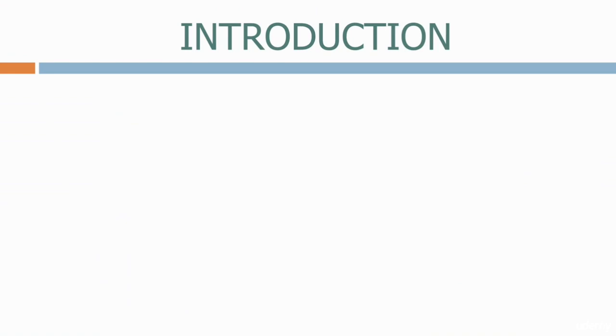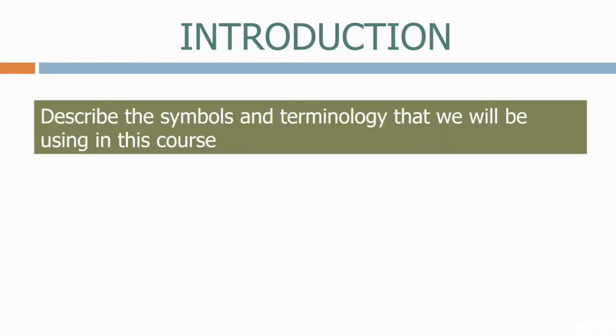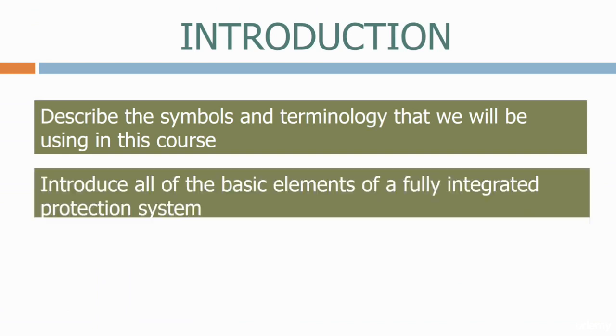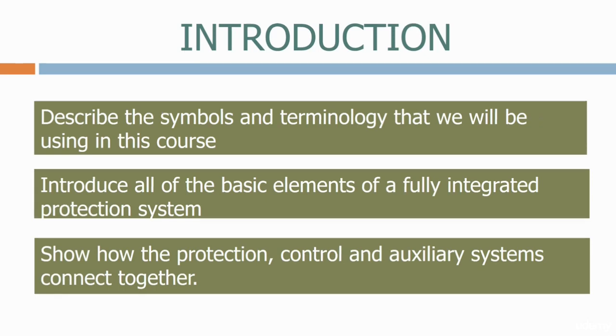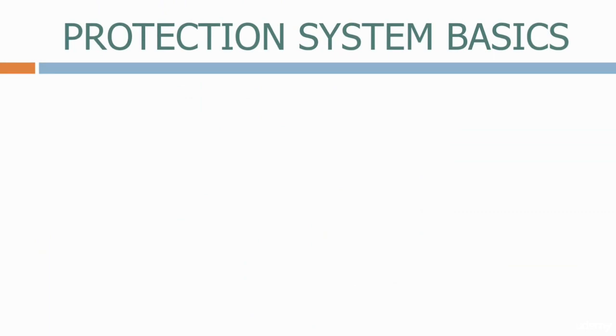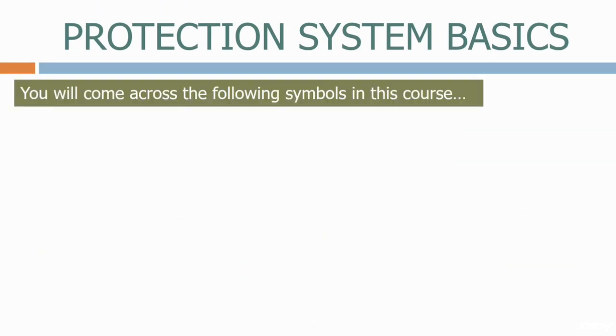The aims of the course today are: describe the symbols and terminology that we will be using in this course, introduce all of the basic elements of a fully integrated protection system, show how the protection, control, and auxiliary systems connect together. You will come across the following symbols in this course.